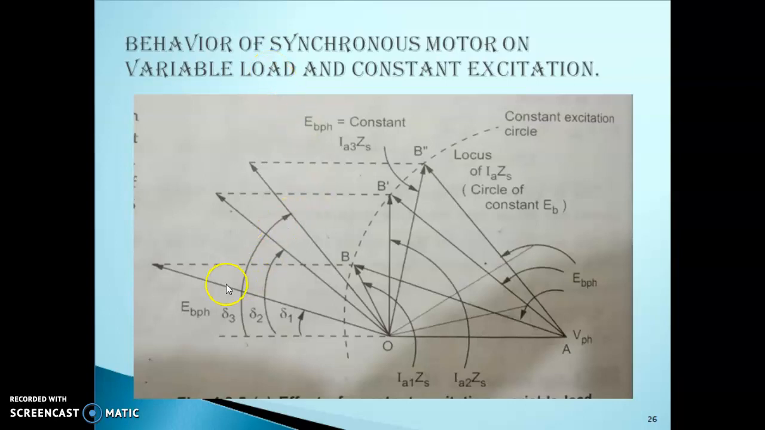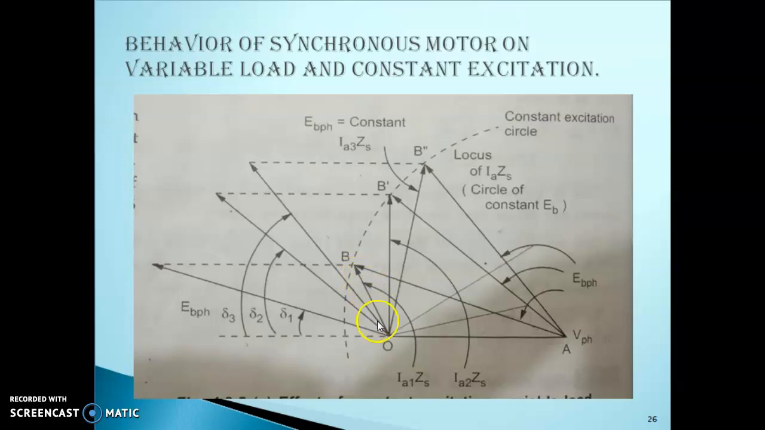Now, if we consider three cases, light load case, medium load case and heavy load case, we are increasing our load to the motor. So, we'll consider the first case, which is a light load case. Now, with the light load case, this is the displacement of EBPH by an angle delta 1 from its ideal position. Okay. And the magnitude of EBPH is same as the VPH. Now the phasor difference of VPH and EBPH, if we draw like this, we'll get this resultant phasor, which is ERPH1.